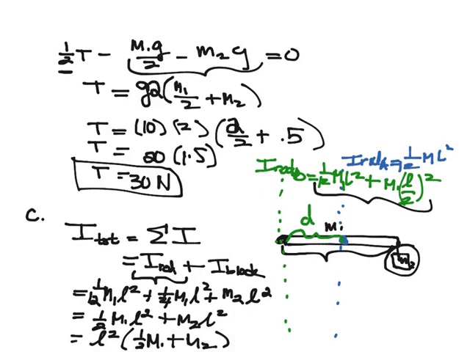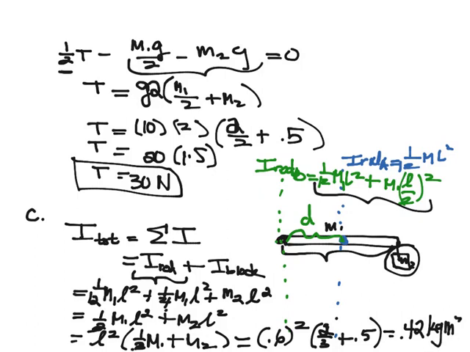Okay, I know that L squared is, or that L is 0.6, so I have 0.6 squared times, and this should be 1/3. I apologize. 1/3, because 1/12 plus 1/4 is 1/3. 1/3 of 2, so that's 2/3 plus 1/2, and we end up with 0.42 kilograms meters squared.